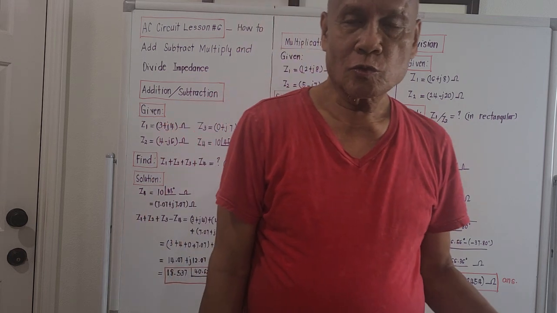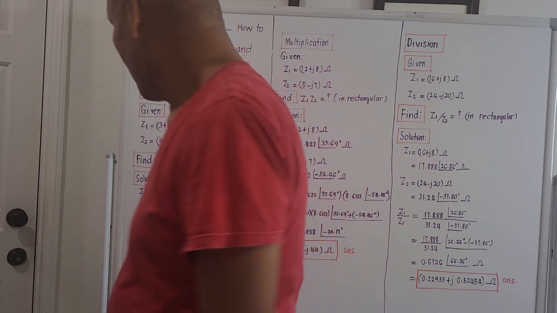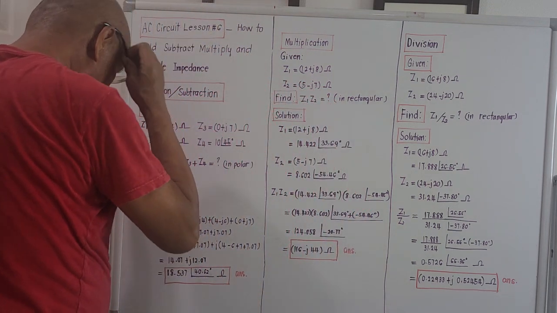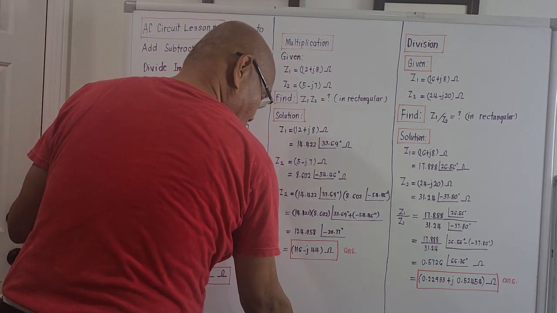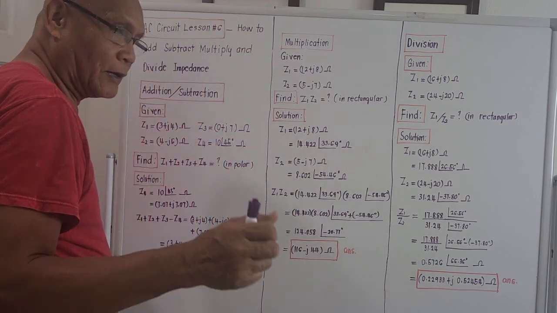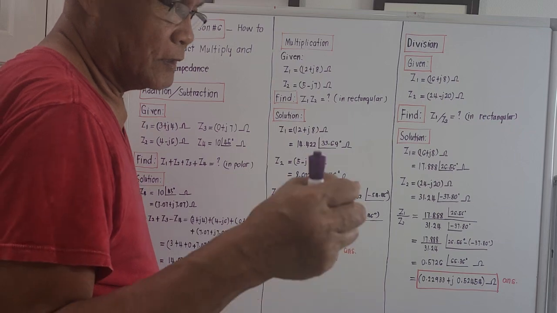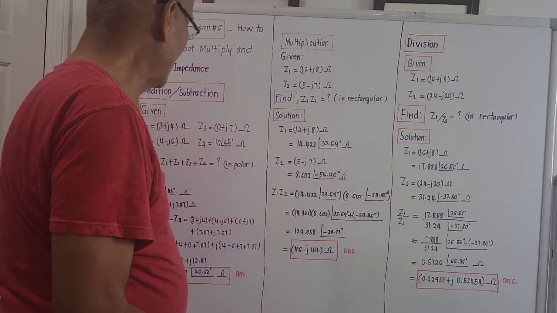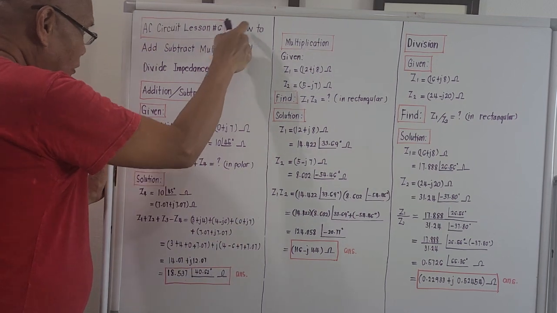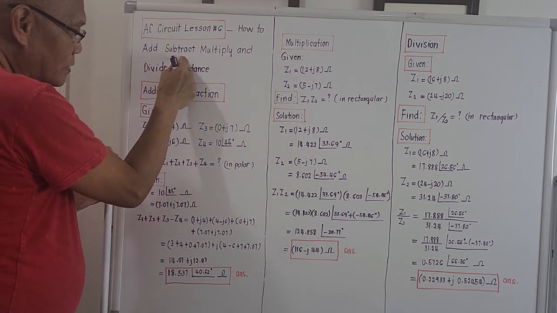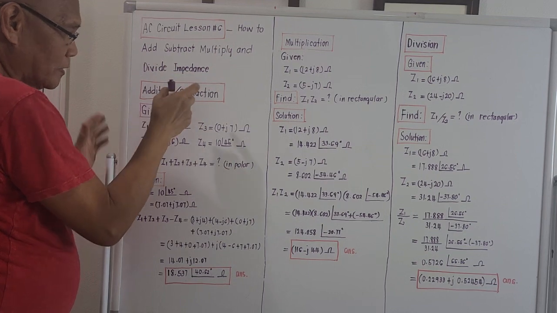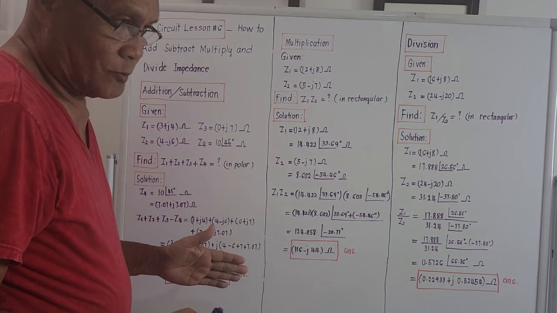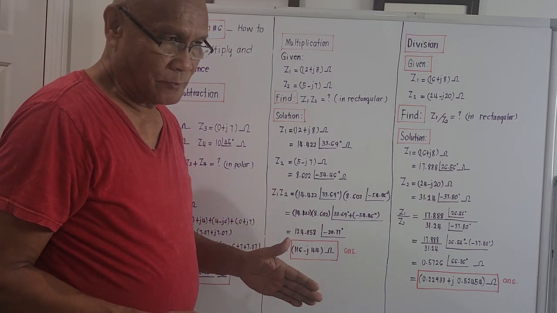Okay, my topic for tonight will be alternating current circuits. This will now be lesson number 6. Okay, let's proceed. Long-term video format, alternating current circuit, lesson number 6, and the title of the topic is how to add, subtract, multiply, and divide impedance, because the foundation of AC circuits is actually impedance.